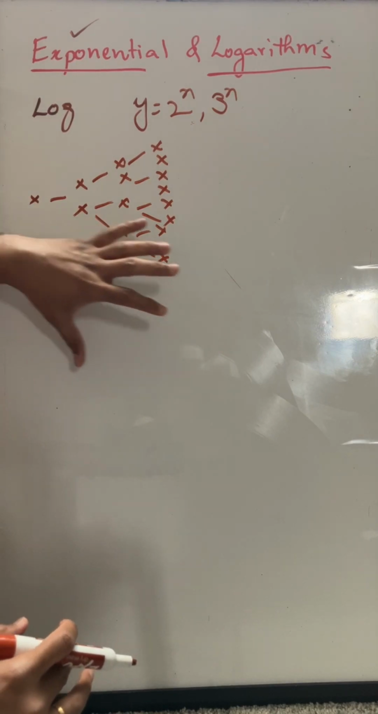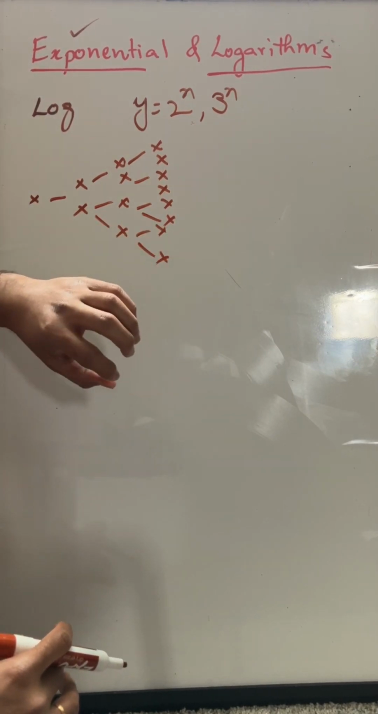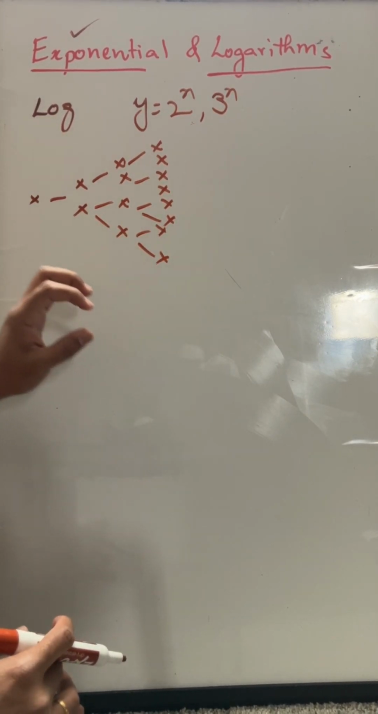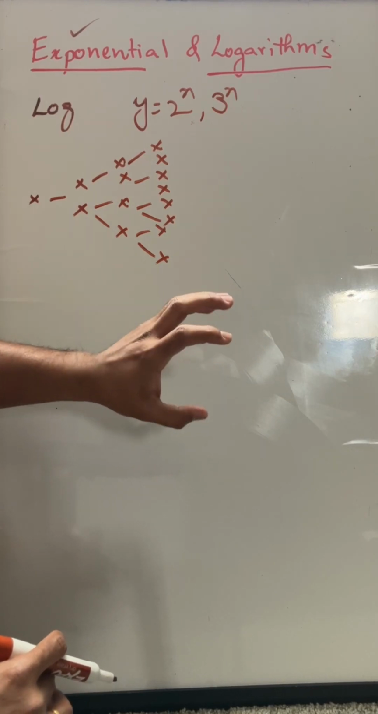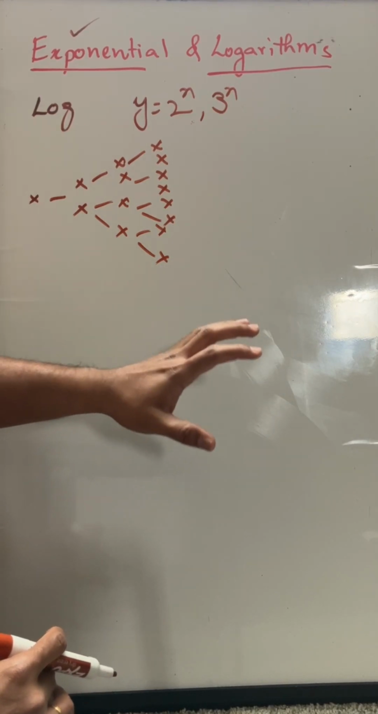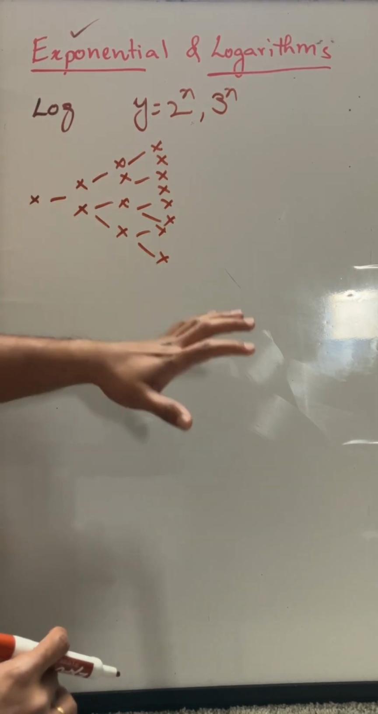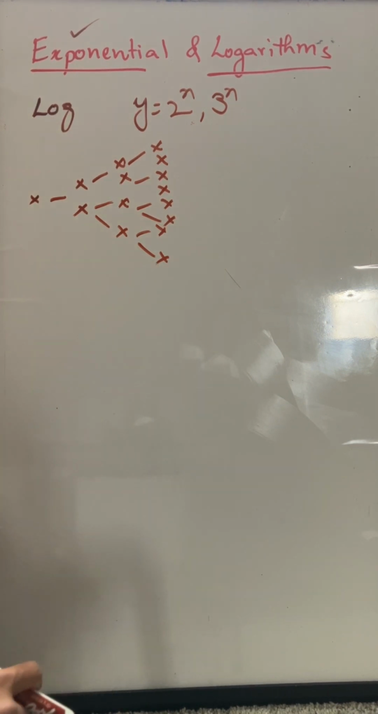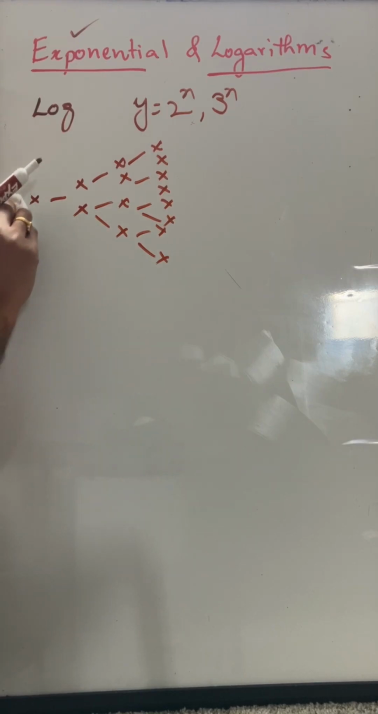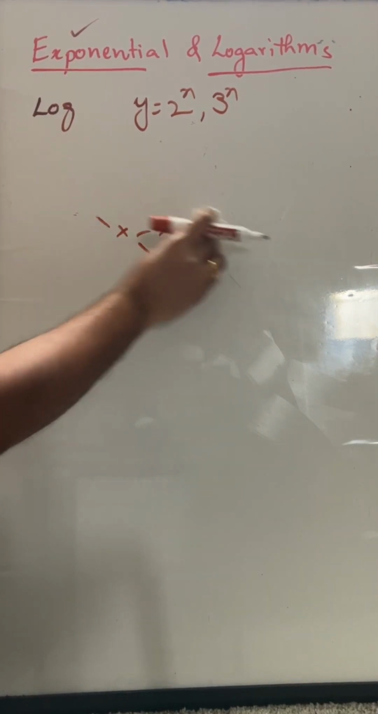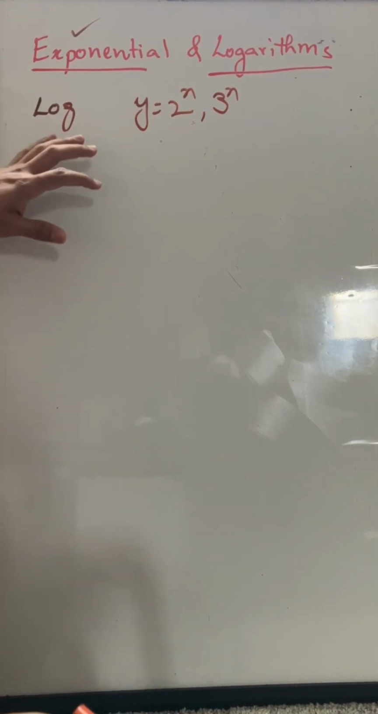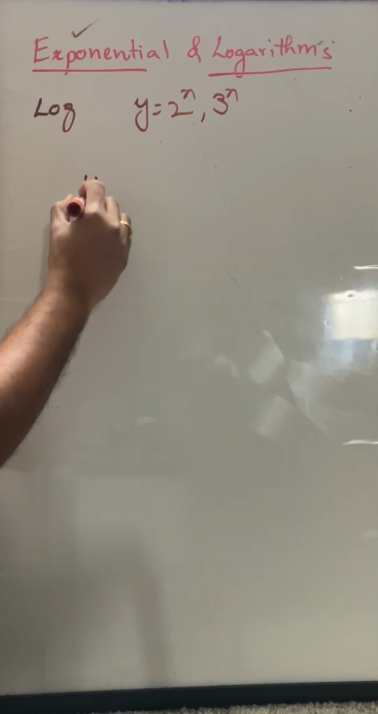Within a short span of time, it will increase to an uncountable number. It reaches infinity so fast. That's the reason it is called exponential. That's the definition. Okay, let's come to log, y equal to 2 power x.